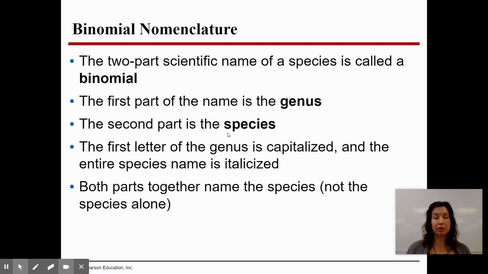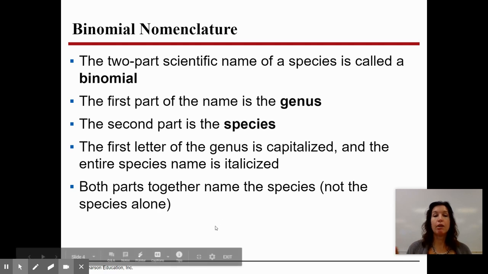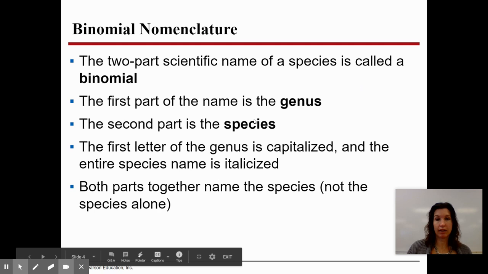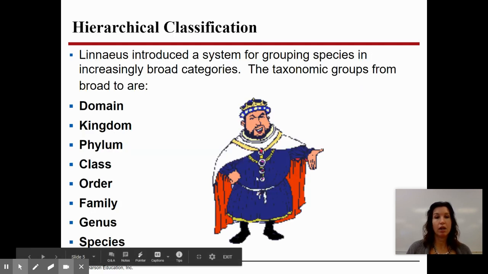So it's called a binomial. The first part of the name is the genus, and then the second part is the species. And just when writing it, the first letter of the genus is capitalized and the entire species name is italicized. And both parts together name the species, not just the second part, not just the species alone.